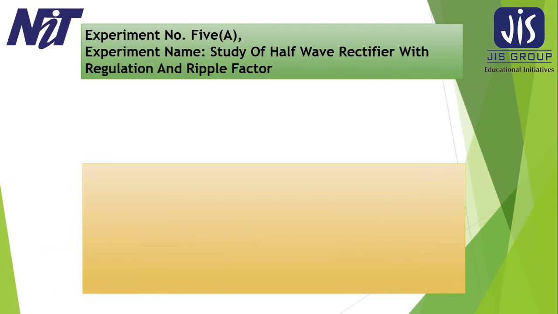So our today's experiment number is 5A, because under experiment number 5 we have the entire rectifier experiment. So we have divided it into two parts. Our today's topic is the half-wave rectifier, so it is 5A, and next we'll go through the full wave rectifier, which will be experiment 5B.